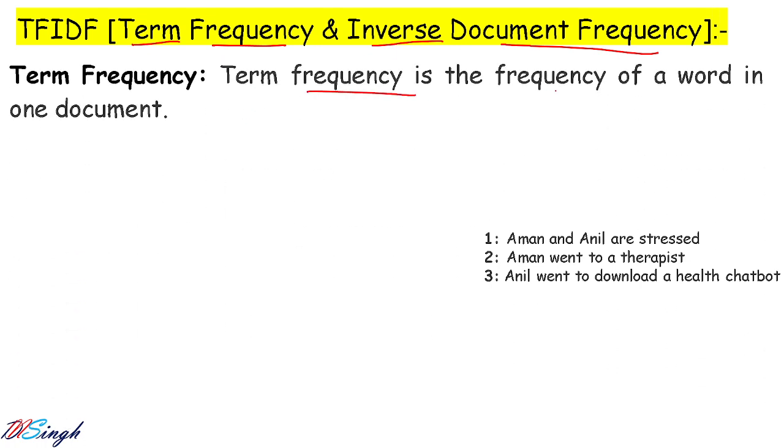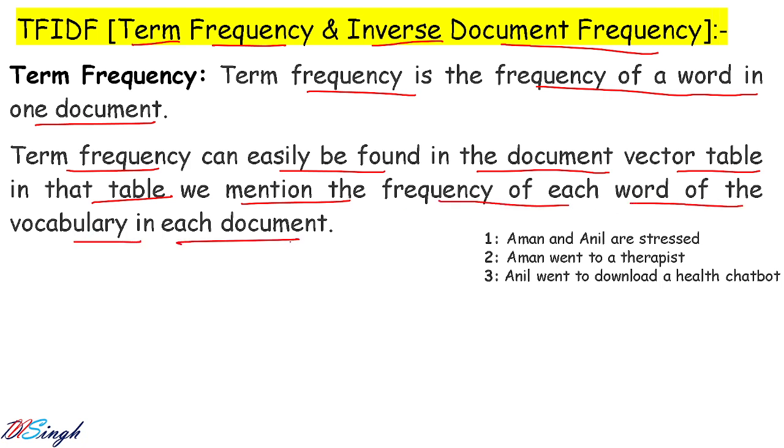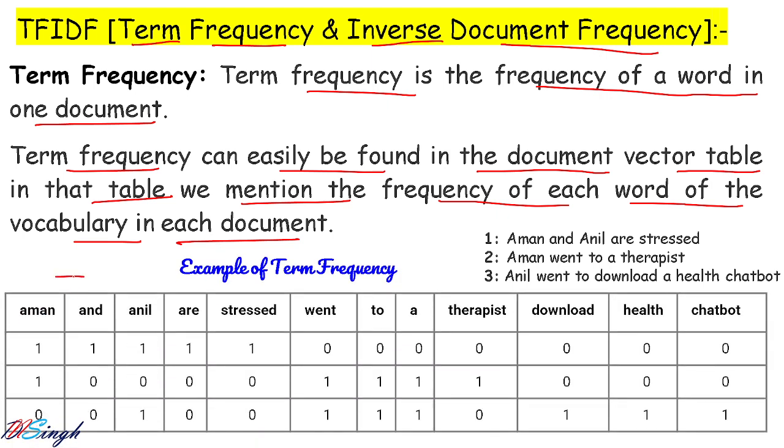Term frequency is the frequency of a word in one document, and that is what we are putting in the document vector also. Term frequency can easily be found in the document vector table. In that table, we mentioned the frequency of each word of the vocabulary in each document. So that same table can be considered the term frequency table. This is the example of term frequency, and this table is the same as the previous slide table. If you have forgotten, just go and check it once again.